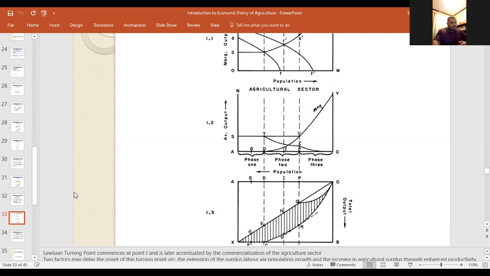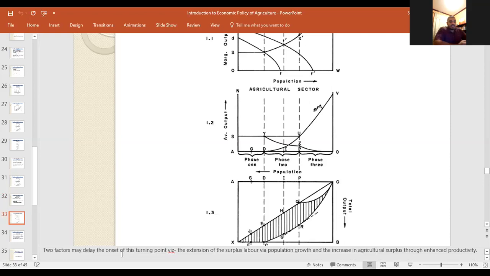See what else we have here. Now, two main factors obviously can delay this turning point. As we can see, the two main factors are the extension of the surplus labor as a result of population growth, which, as we mentioned from the outset, was an exogenous variable. The first point, by the way, is pretty self-explanatory. It's pretty natural that is the case. If you have an increase in surplus labor, then it will take a longer time for that turning point to occur. And the other is that you have an increase in the agricultural sector through enhanced productivity.